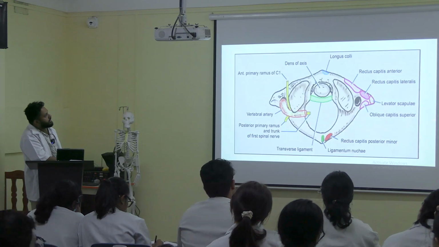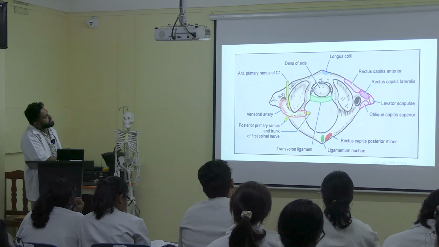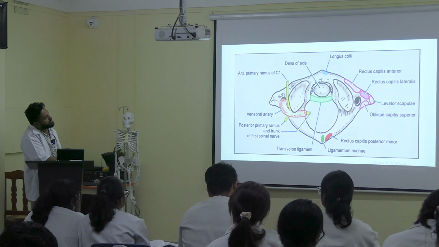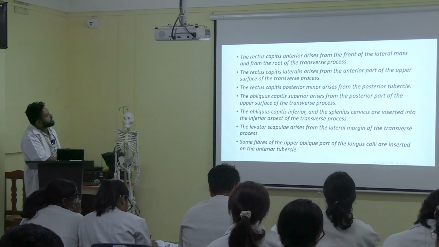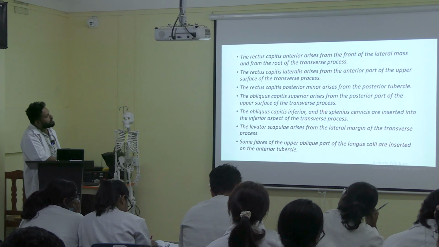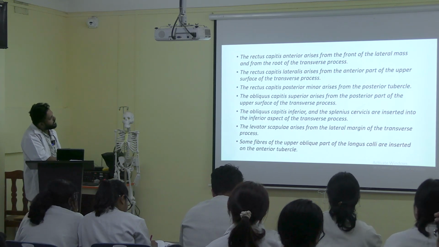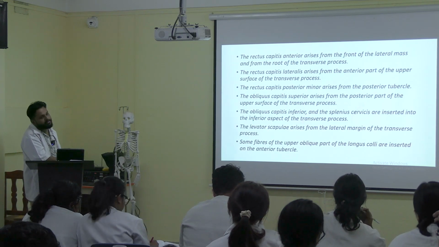See, obliquus capitis superior, where is it present? At the posterior part of the transverse process, right? Superiorly. That's what's written here. The obliquus capitis superior arises from the posterior part of the upper surface of the transverse process. There is another muscle known as obliquus capitis inferior. वो कहाँ पर होगा?